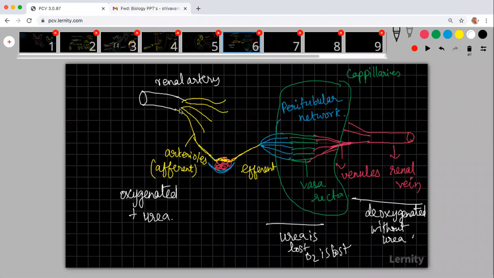When this goes inside, many arterioles split. How many arterioles will split? If you have 10 lakh nephrons, then 10 lakh arterioles will form. Are you able to understand? The blood vessel going inside goes as fine tubes, about 10 lakh of them. Each one connects with a glomerulus. This is the Bowman's capsule that I am talking about. After that, here there are tubules.